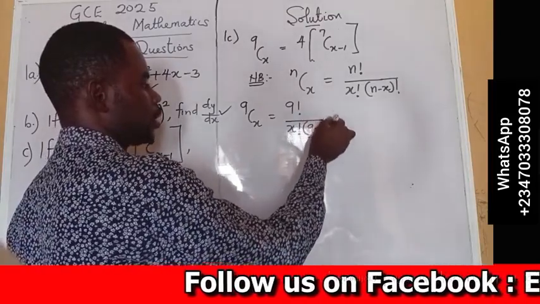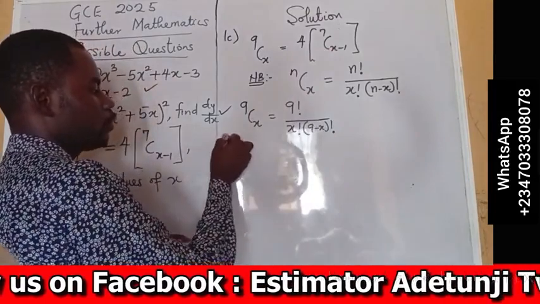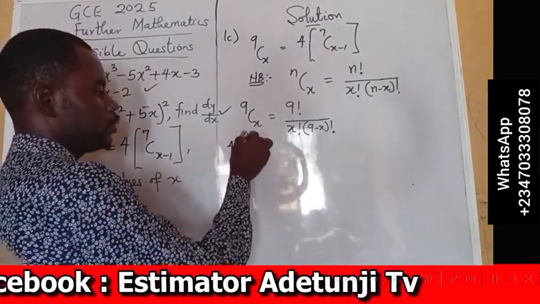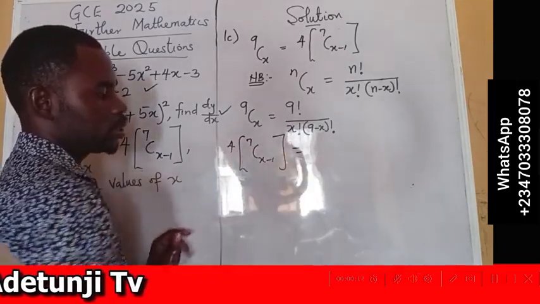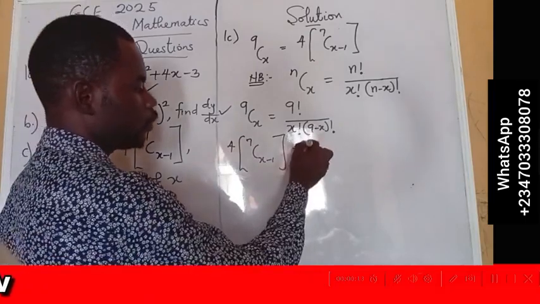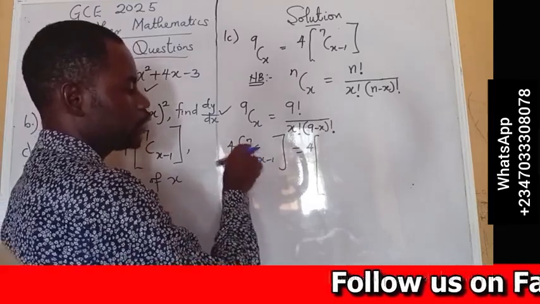minus x factorial. That's the achievement for that one. For this side, this one will become 4 in bracket 7 combination x minus 1. So what it is, same style again. Let me first create the bracket of that 4. So now 7 combination.